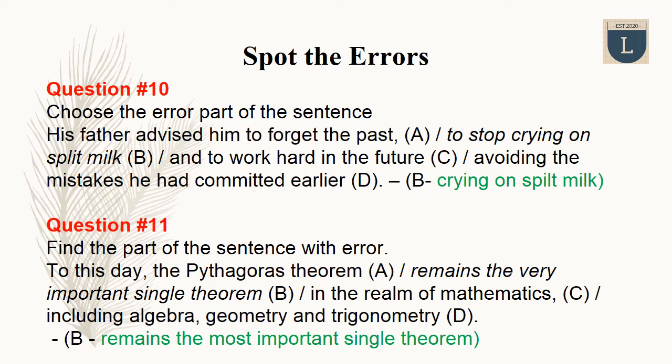To this day, the Pythagoras theorem remains a very important single theorem in the realm of mathematics, including algebra, geometry, and trigonometry. So the error is in B, because it remains the very important single theorem, we are specifying it as the only very important theorem. So very only important theorem. So the very important should not be used, and it remains the most important single theorem compared to other aspects of mathematics. Therefore, it remains the most important single theorem.